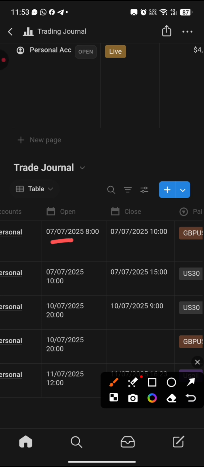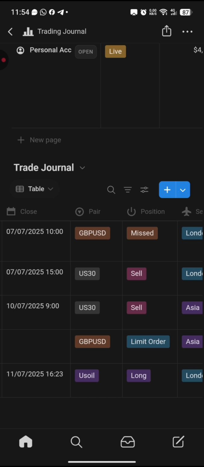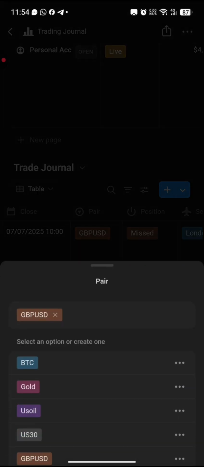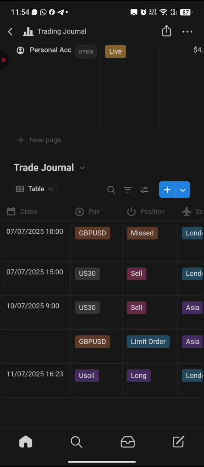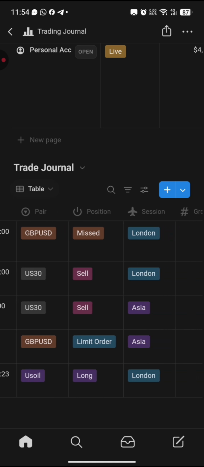What of the closing of the trade? They are the same, the date and then the closing time. And then what pair did we trade? So we can look at the pairs that we are going to be trading. Whichever one we take, we just tap on it and then it will be represented in the box over there. What is the position of the trade? The position of the trade, is it missed?